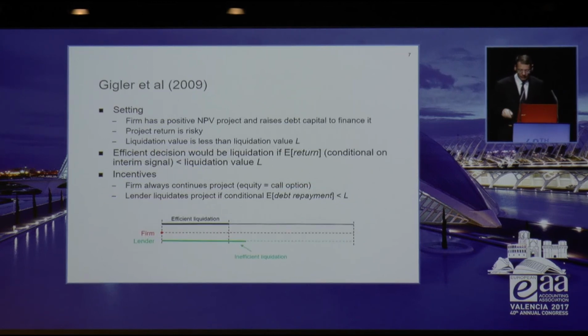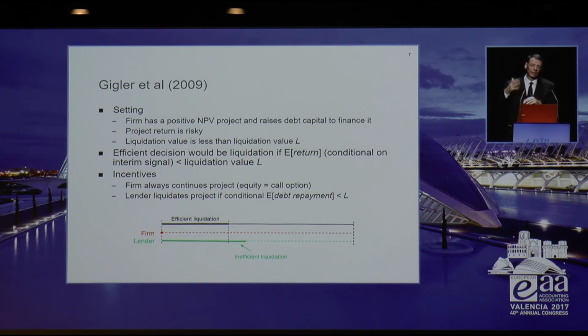The one example I'll give you is a paper by Gigler et al. It's a very intuitive way of doing this abandonment option contract, where there is a covenant and that's given. Essentially the setting is, again, we have a firm with a positive NPV project, and it raises debt capital to finance that. And the return is obviously risky because otherwise it's not very interesting. And one can liquidate the project in between.